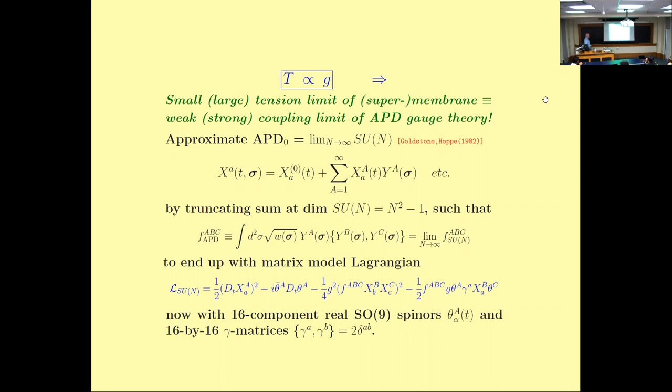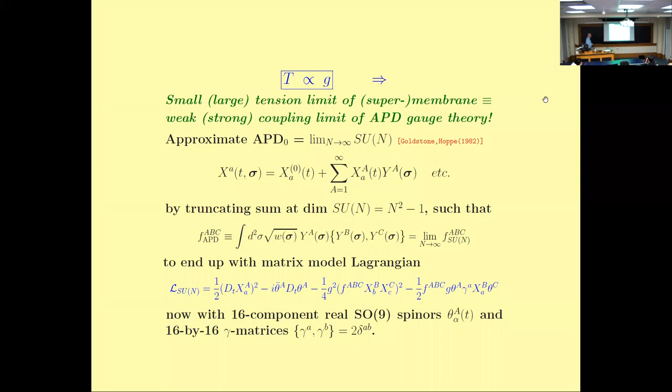How do you approximate the APD group? By simply expanding any function on the membrane, so here the spatial coordinates, into a complete set of functions. So if you have a spherical membrane, this would just be the usual spherical harmonics. On a torus, you would just have a double Fourier expansion, and so on. In principle it also exists for higher genus. And then the point is that you simply truncate this sum at finite N. The counting just works out right, because if you look at the spherical harmonics, it goes like 1, 3, 5, 7, and when you add it up, it's always the dimension of SU(N).